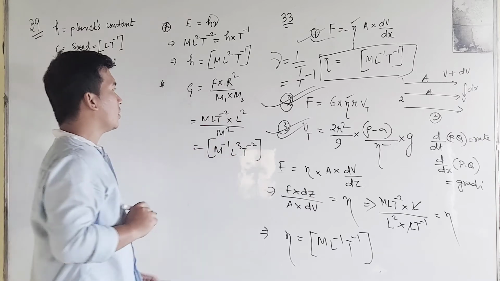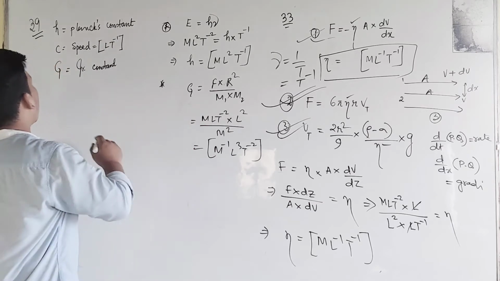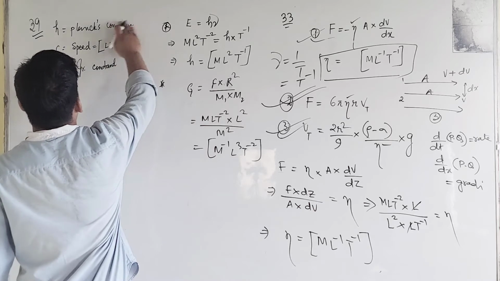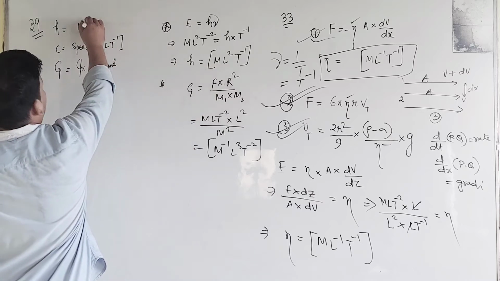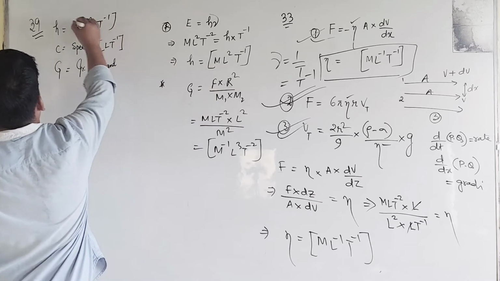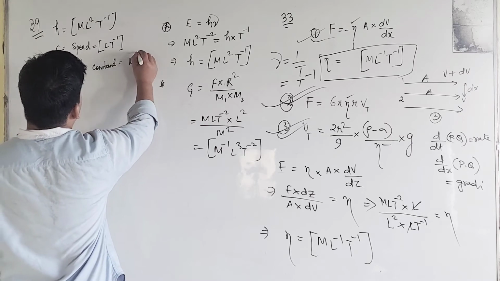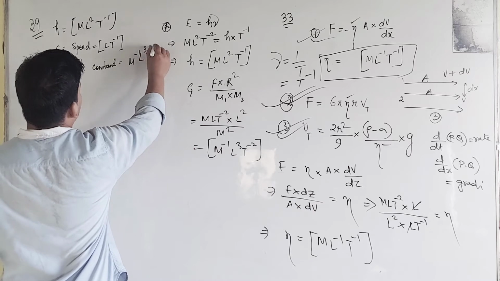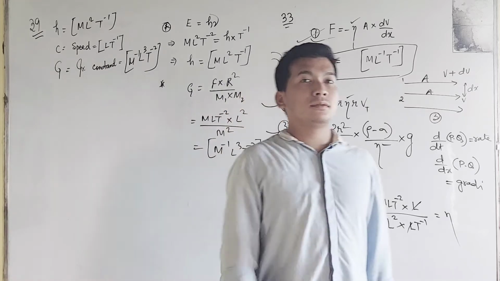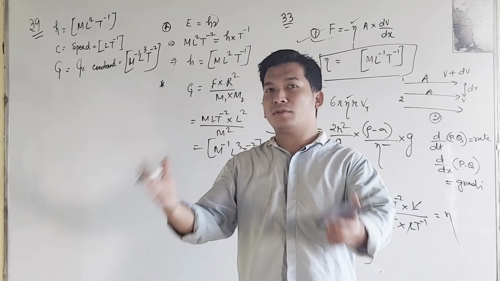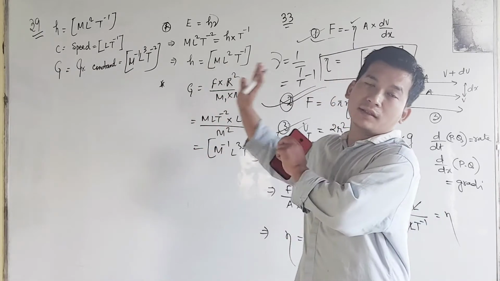Similarly, can we put the dimension formula here? For h, Planck's constant, it is M L squared T inverse 1. And for the gravitational constant, it is M inverse 1 L cubed T minus 2. In this chapter you have to learn all the dimension formulas by heart, and if you are not able to, then you should know how to find them from a standard formula.